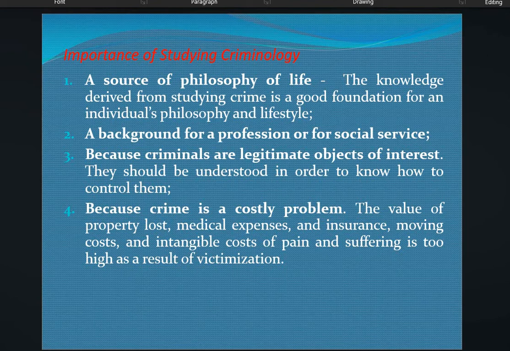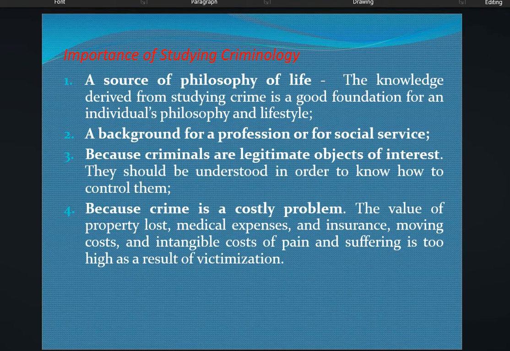Number three, because criminals are legitimate objects of interest. And that is true. They should be understood in order to know how to control them. Paano natin sila matutulungan? Paano natin mape-prevent yung crime? So that is one also of the significance. Why are we studying criminology?